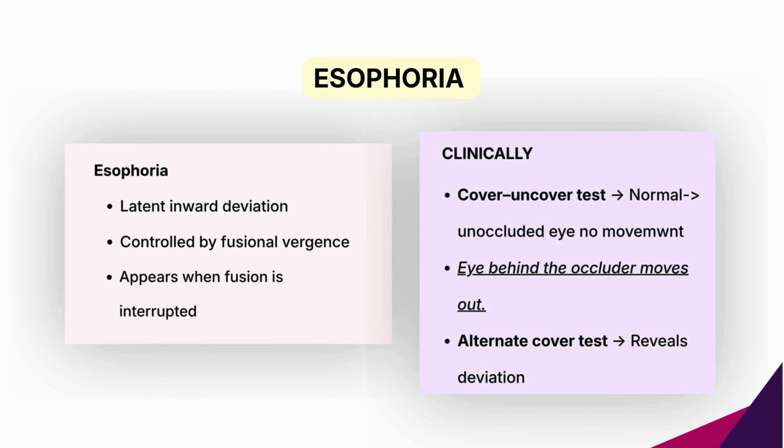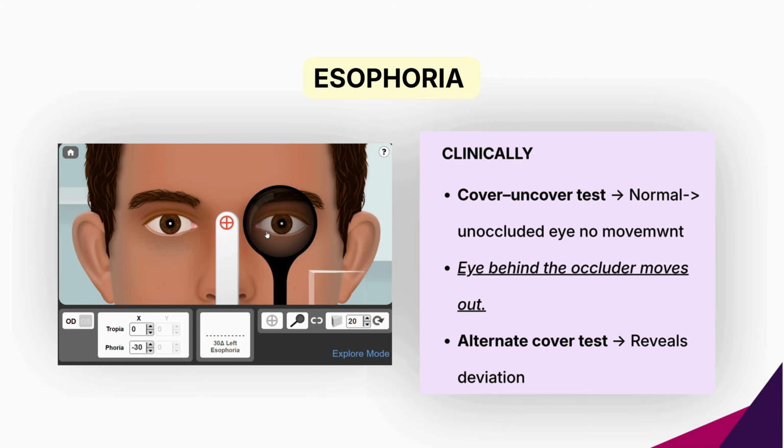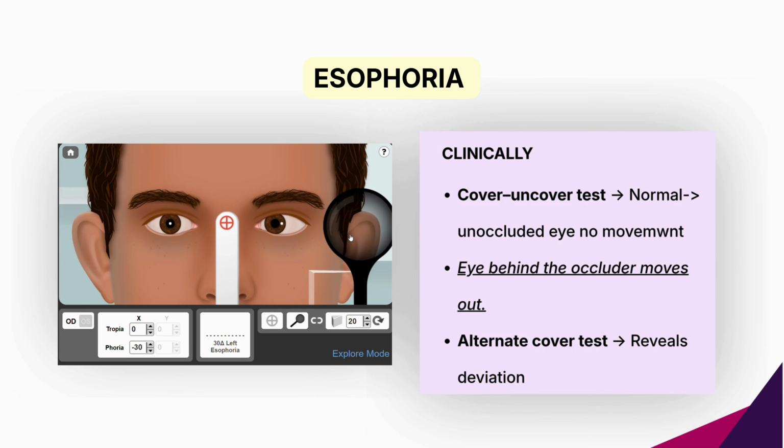Clinically in esophoria, the cover-uncover test will usually be normal. Here we are talking about observing the non-occluded eye for movement. However, if you put a translucent occluder and observe the eye behind the occluder, if there is a phoria present, that eye behind the occluder will deviate and return to the straight position when the occluder is removed.